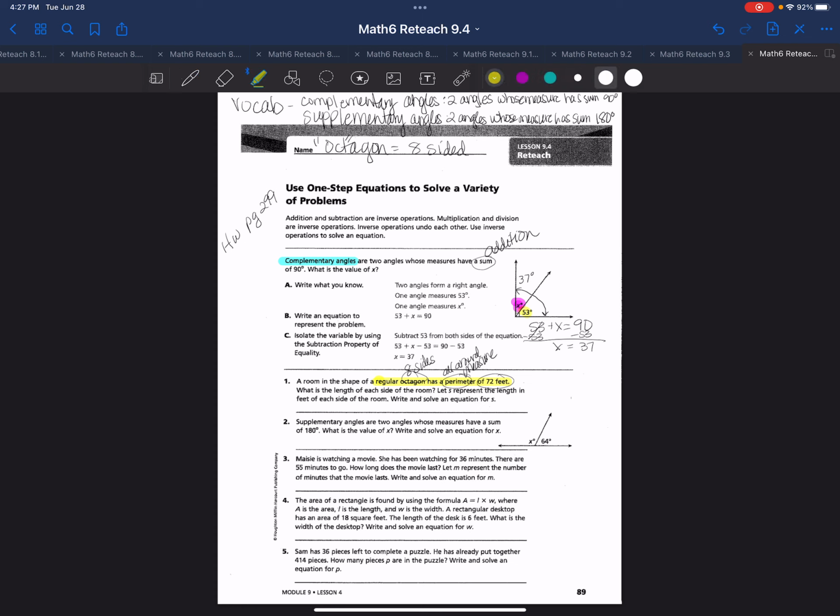Let S represent the length in feet of each side of the room. So we're going to use the variable S. Write an equation and solve for S. We know it has 8 sides, and S is the side, so it'll be 8S equals 72, because the total perimeter is 72. This is multiplication. The opposite of multiplication is division. What I do to one side, I must do to the other. So 8 divided by 8 is 1, and I get S equals 9. So the side length would be 9 feet, because that's in feet.